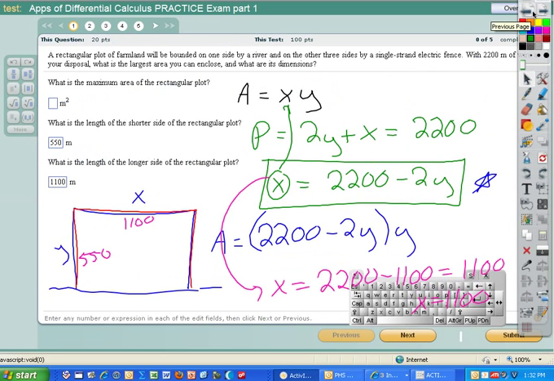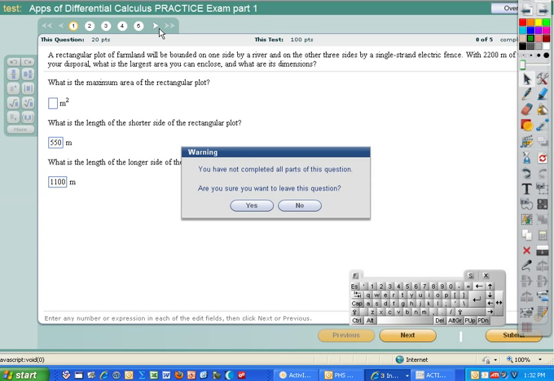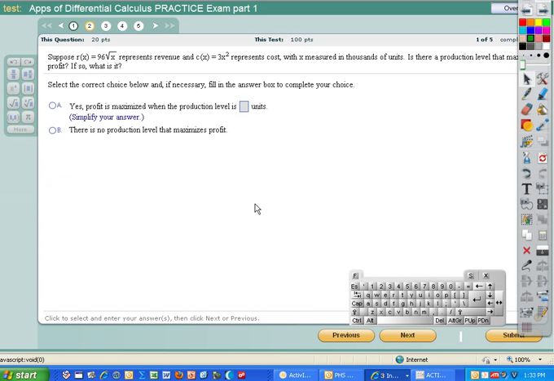So, on problem 2. Where's the maximum area? Well, we can figure that out. That's going to be 55,000 plus 5,500. So it's 61,500. 60,000. That's what I think.